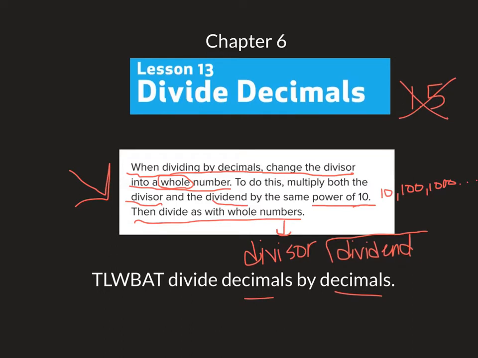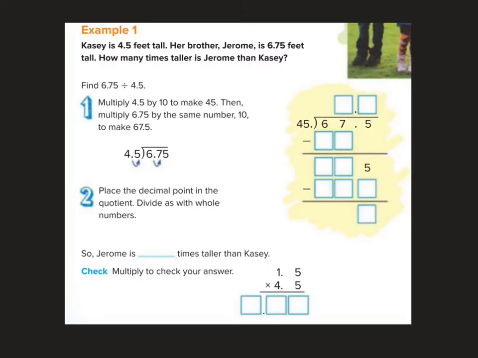Okay, so let's do an example to see what that actually means. Casey is 4 and 5/10 feet tall, 4.5. Her brother, Jerome, is 6 and 75 hundredths of feet tall, 6.75. How many times taller is Jerome than Casey? So to do that, we need to divide 6 and 75 hundredths by 4 and 5/10.